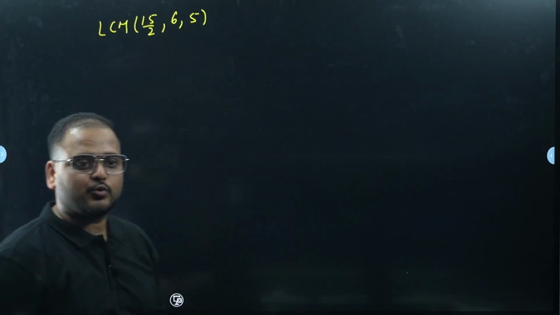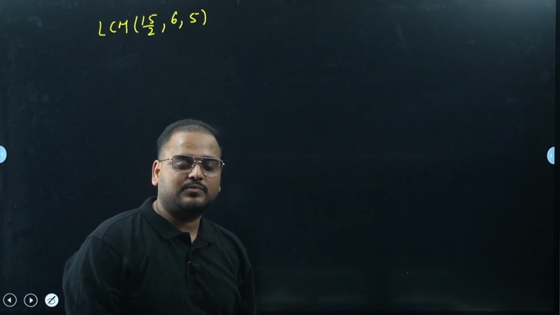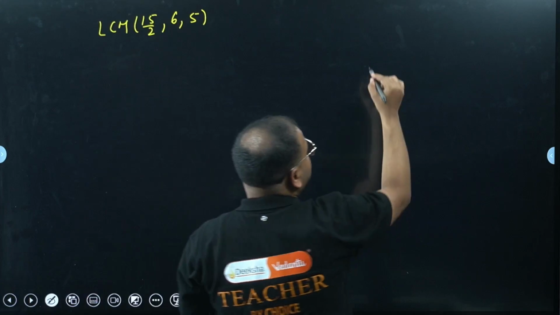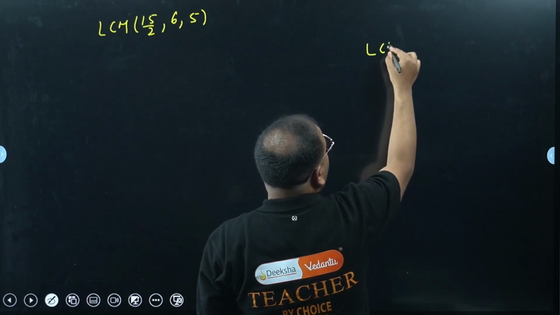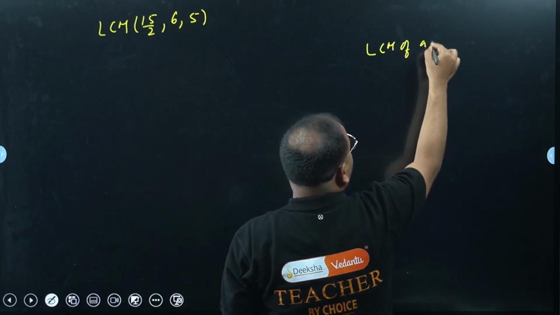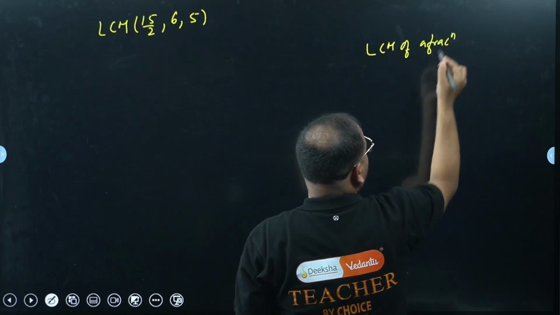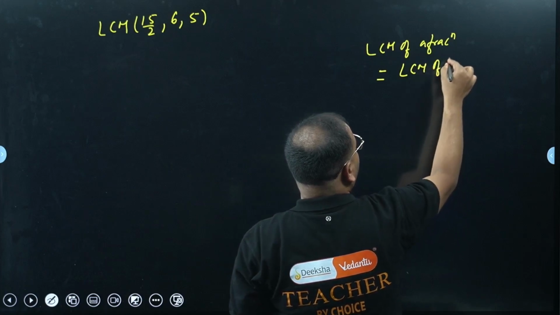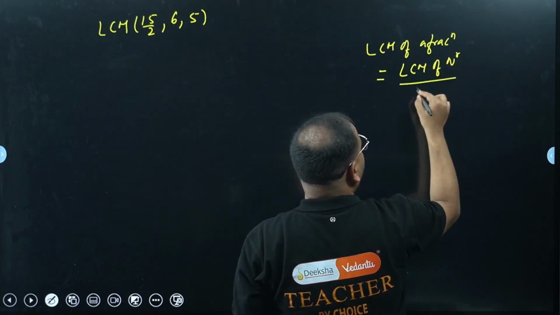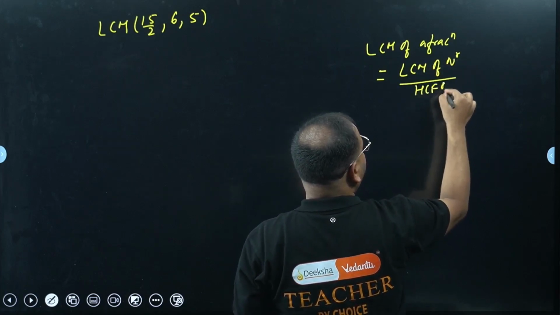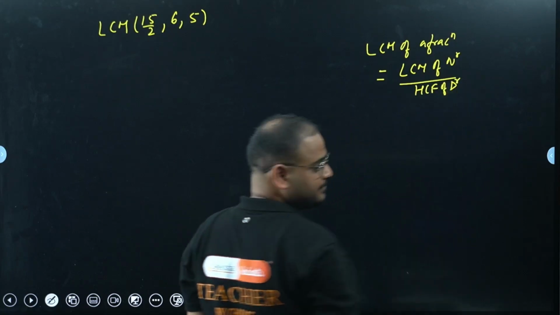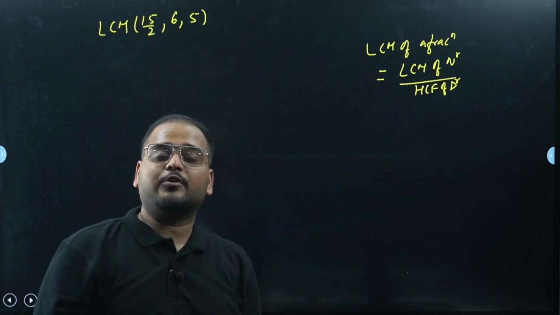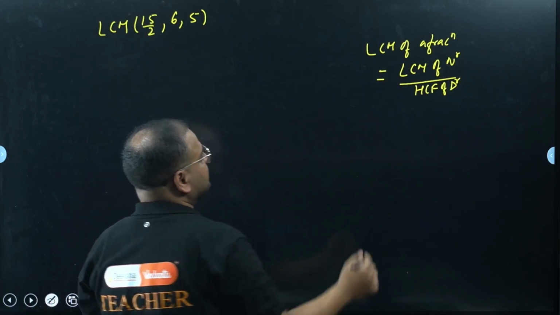Now one challenge comes to us. There is a fraction present here. How will you do the LCM of that? There is a formula for this. Please write it down. LCM of a fraction is always equal to LCM of numerator upon HCF of denominator.